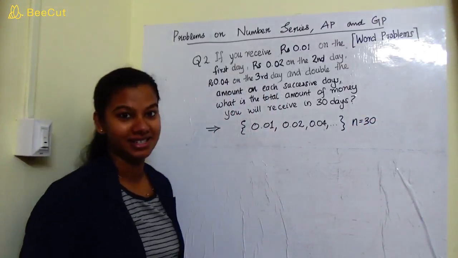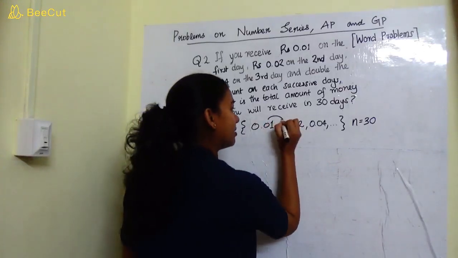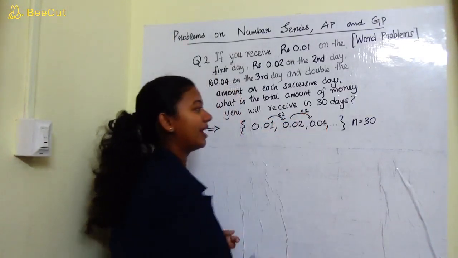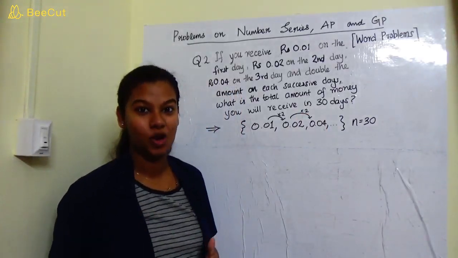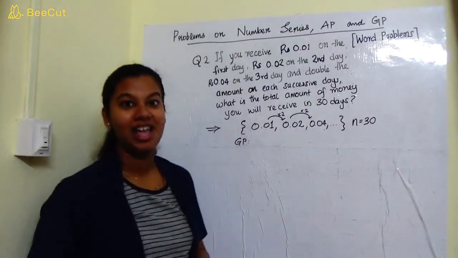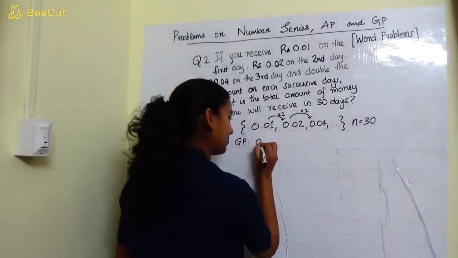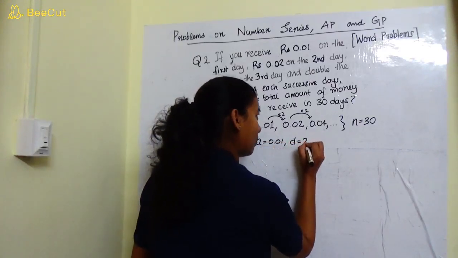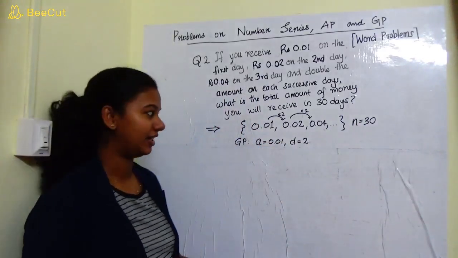So let's see what pattern it is. It is getting doubled, that is into 2. The pattern is into 2. That is the first term into 2, I'll get 0.02, then 0.02 into 2, I'll get 0.04. Okay. So since the pattern is multiplied by a constant, this is a geometric progression. So I'll write it as a geometric progression. Now let's see what all terms we can take out from this sequence. We have the first term A is 0.01. Then the common ratio r equals 2, right? And then we have the number of terms n equals 30.